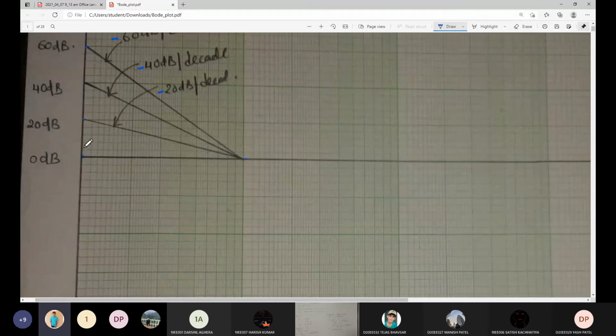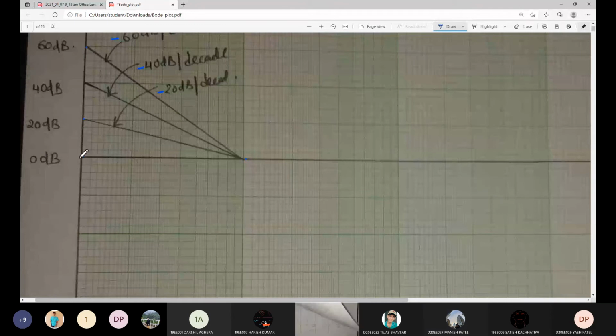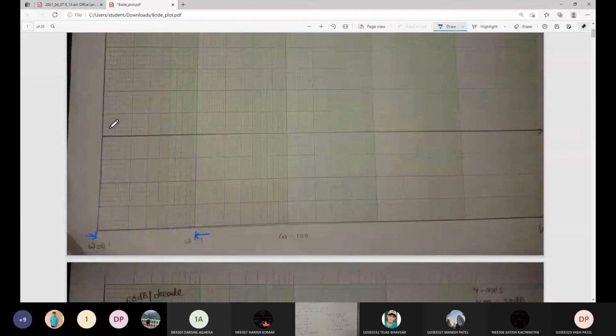Where will 26 come? Will it come here, or here, or in between this? It is in between this. Will it come here? Yes sir. Because it is 20, and this is 4, our answer is 26. Okay, so I will draw the line 26 dB per decade.